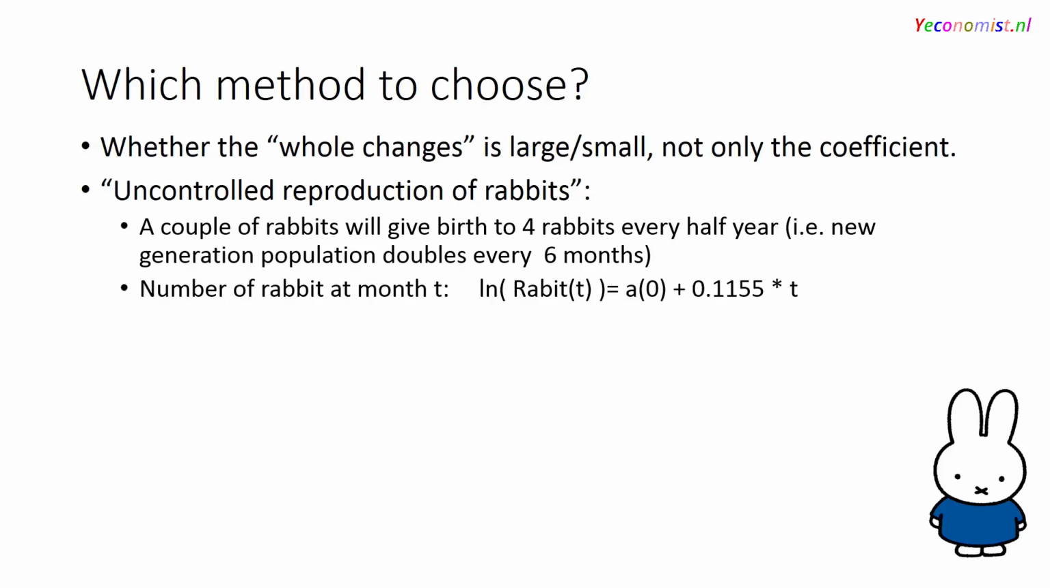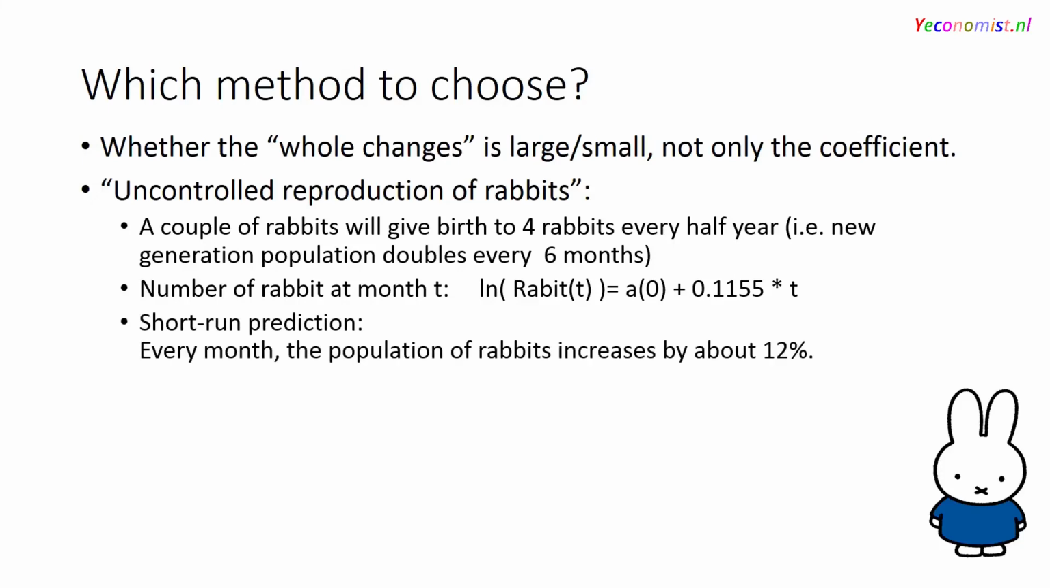And you can verify that if you use the exact expression for interpretation, then plug in time equal to 6, you get doubling in the rabbits. So given the relationship in this equation, the coefficient of 0.1155 is very good for making short-run predictions. That is, if you consider the time going on, then every month the population of rabbits would increase by about 12%. But it would be problematic if you take the coefficient and use it in the usual way to directly make a prediction for the long run.